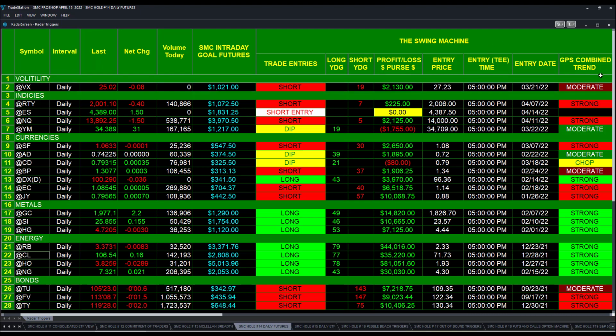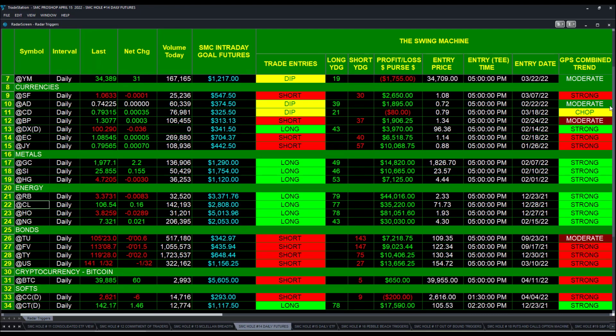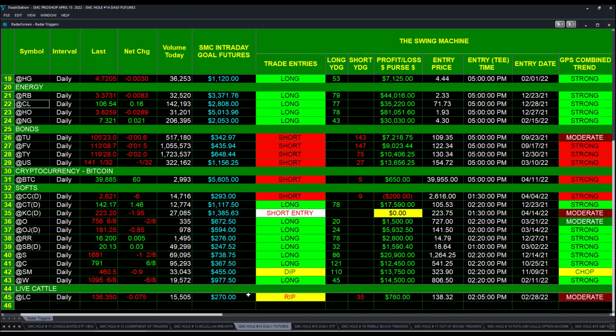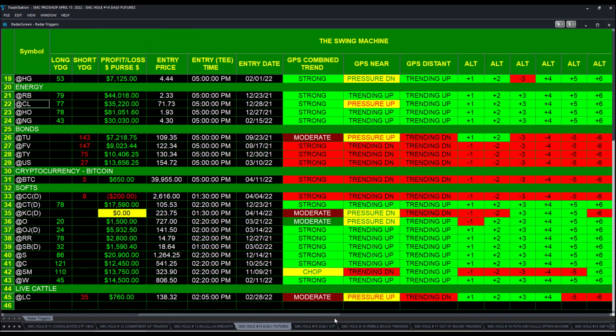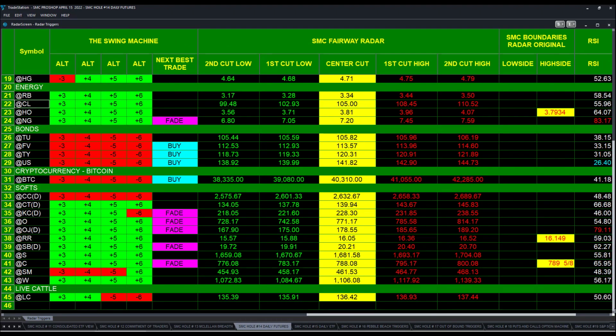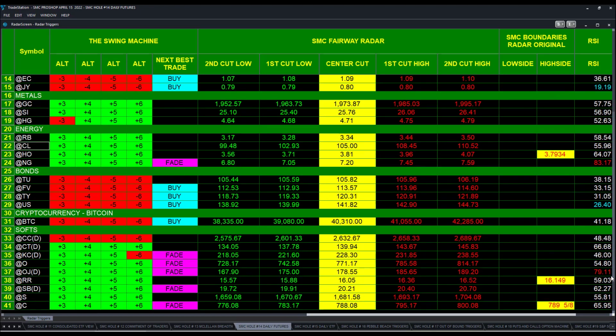Otherwise, Swing Machine is doing what we described earlier. We're not going to go into great detail here and now, being Sunday, but we will, of course, during the week. And we slide over and you can see the support and resistance levels on a daily basis. And we'll slide up and show you.